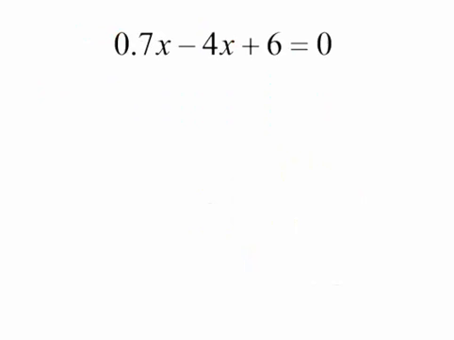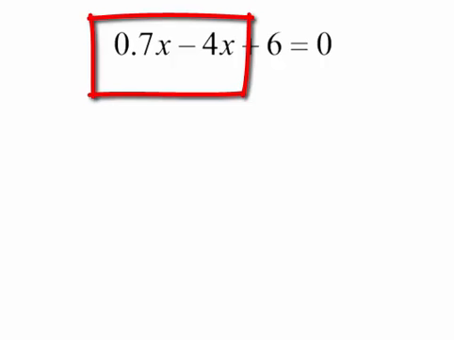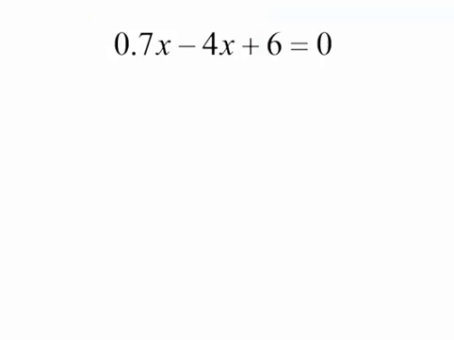0.7x minus 4x plus 6 equals 0. We have a couple of options here. I could choose to combine like terms first and then get rid of my decimals, or I could just get rid of my decimals immediately, and that's what I'm going to do. It looks like I have one number behind the decimal point in the first term, and I don't have any numbers behind the decimal point in the other terms. So 10 should do the trick here.